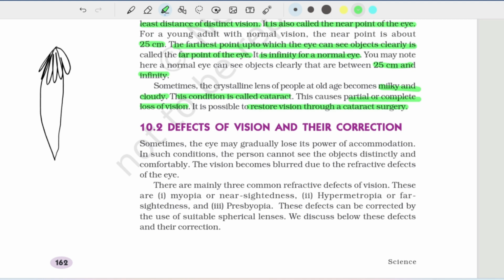Okay. So first we'll write down regarding the accommodation, and then we'll continue with the defects of vision. A normal eye can see the distant objects as well as the nearby objects clearly due to its power of accommodation, right?